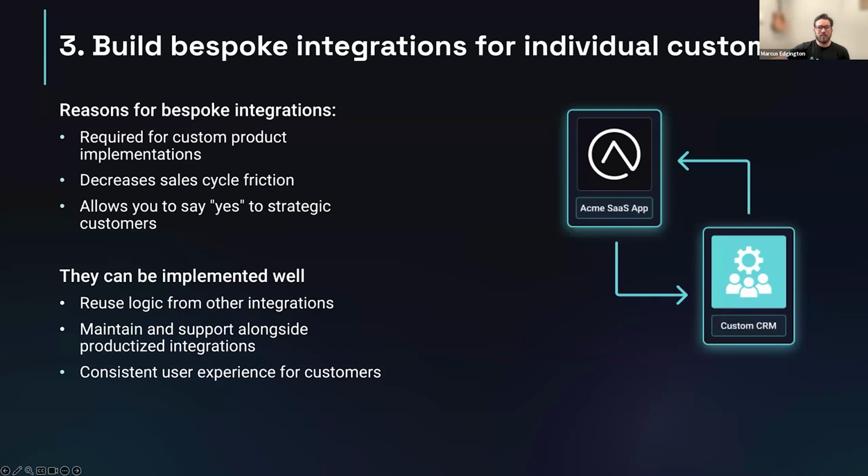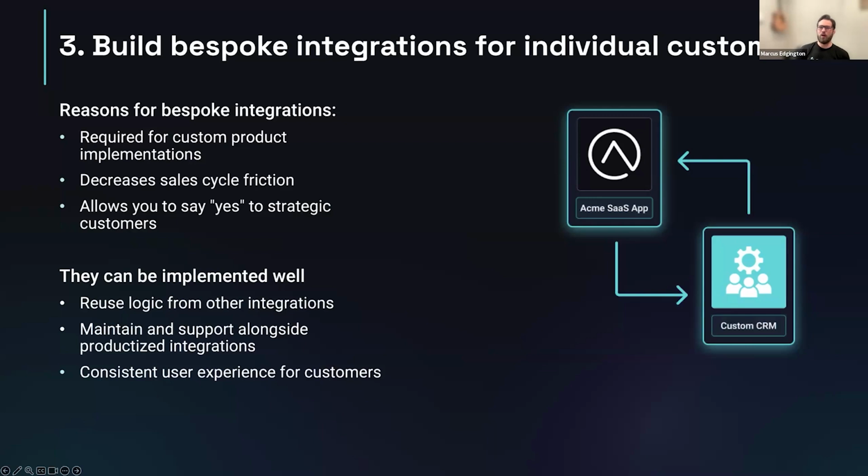With that said, there's definitely a right way to implement these types of integrations. When done correctly, you should be able to reuse much of the same logic or functions that you're already using in your productized integrations. Your dev team should be able to update the shared logic and push those changes to both your productized and bespoke integrations. A good example of this is what we call application connectors here at Prismatic.